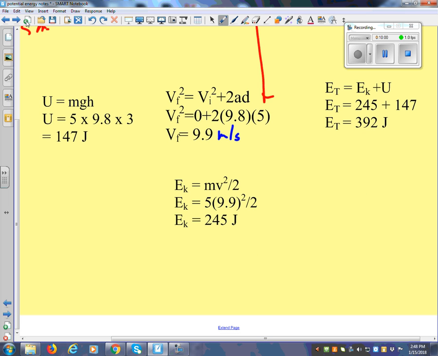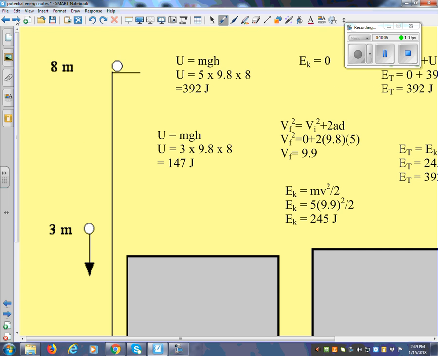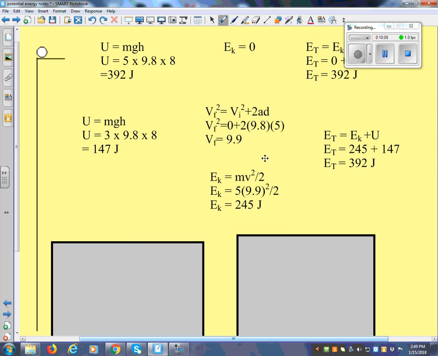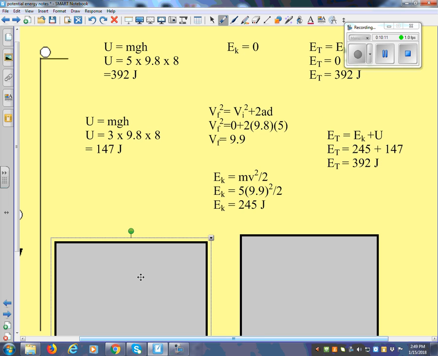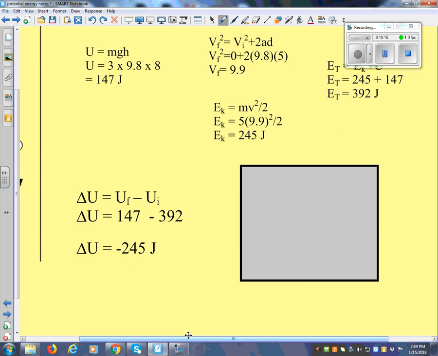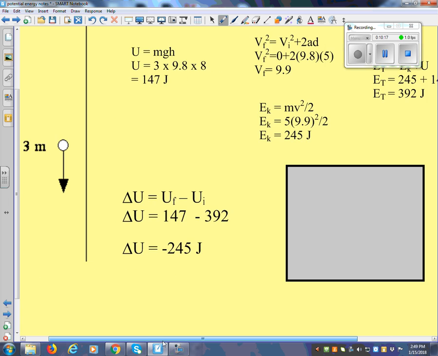Now, what about when it hits the ground? That's the next step. The energy goes to potential energy. All right, so there's the three things, the lines you just wrote. So when it hits the ground, oh, sorry, hang on, before we get there. What does this mean, delta U? The change in potential, final minus initial. The change in potential is minus 245, 147.